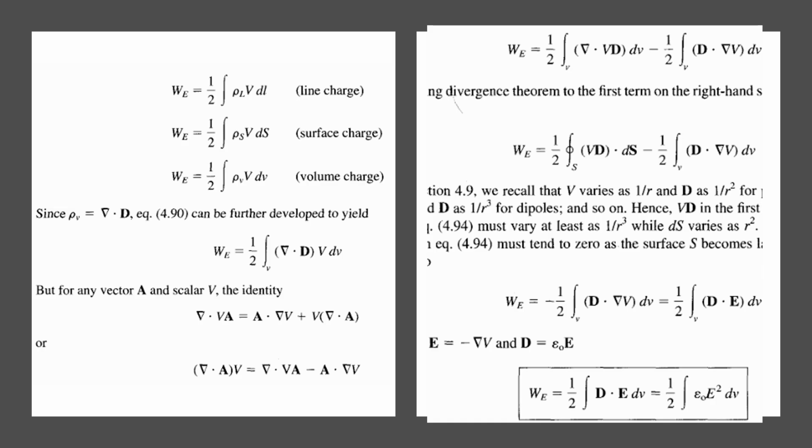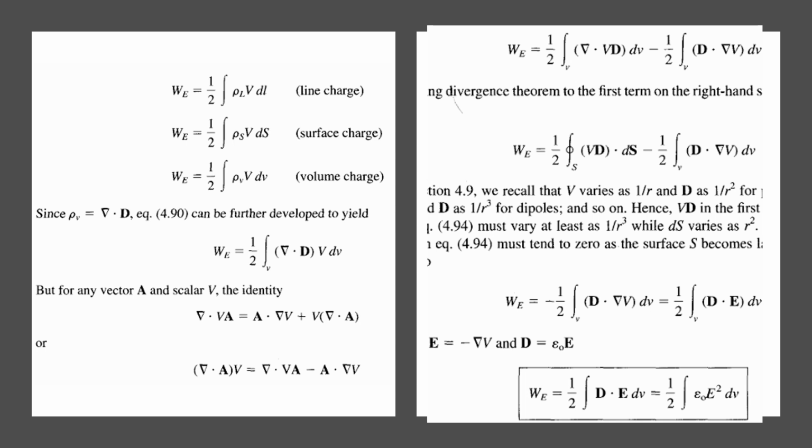Now, this is only for point charges, but in general, for line charges, surface charges and volume charges, WE will be half of the integral of rho L V dL, and similarly for the others. For volume charges, it will be half of the integral of the divergence of D times V dV, as rho V is equal to the divergence of D.